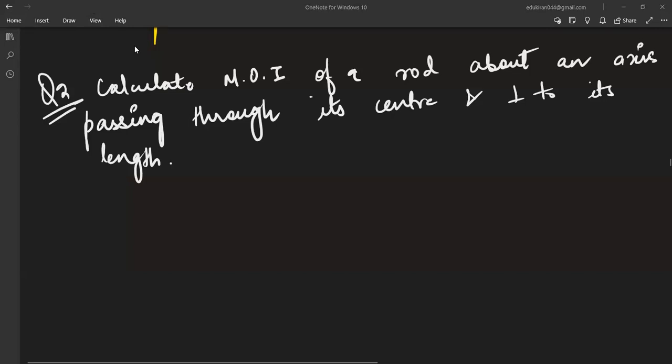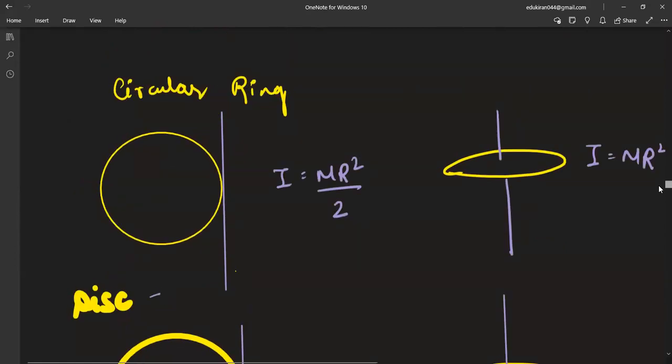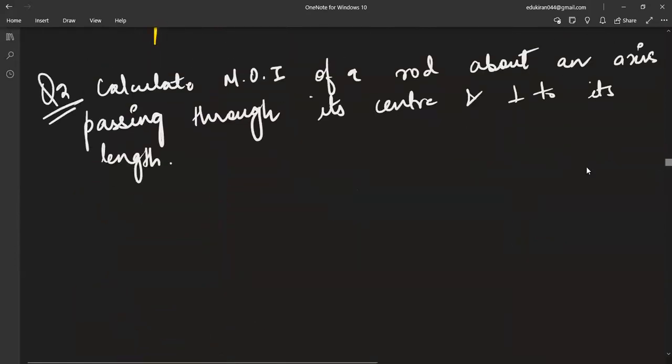This question says calculate moment of inertia of a rod. See, don't take these questions as separate questions that we are doing. This is what you have to remember. Initially I have done it in the form of a question. After this question, we will do it directly for circular ring, for disk. So don't think that this is just a question. This is a way how to solve it. Initially, if I just tell you the formulas, it will be difficult for you to understand.